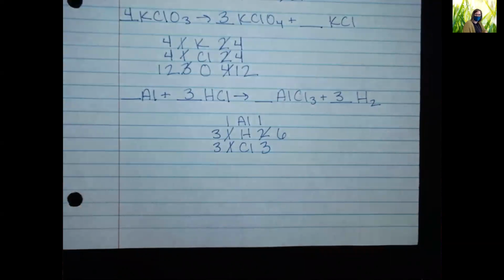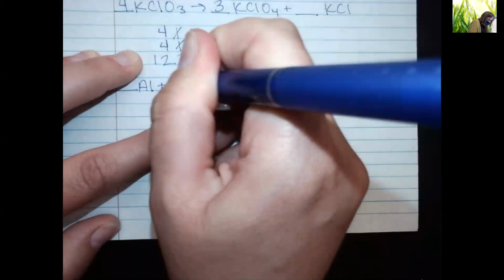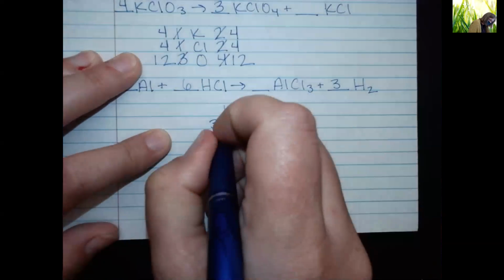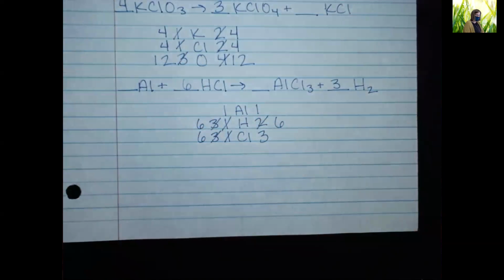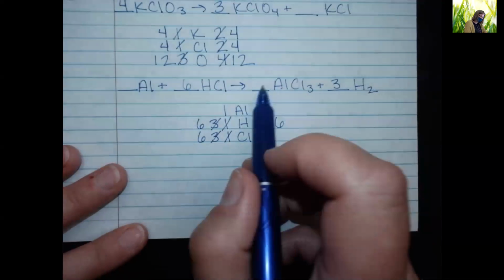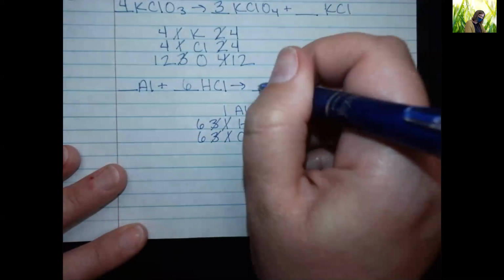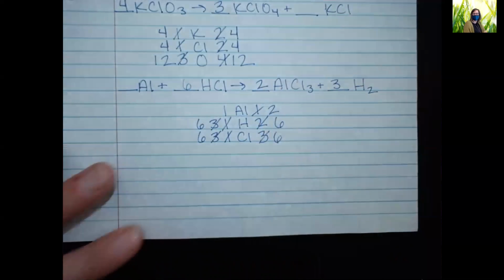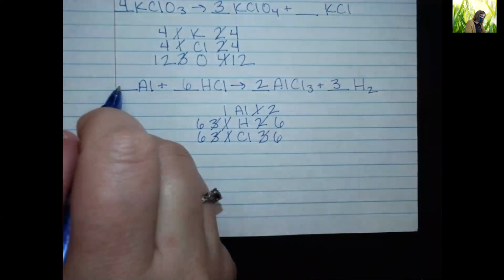So now we could go back over here. What number do we need to put here? That's why you need to have a pencil. We can change that 3 to whatever number we need it to be, and we're going to try a 6. And now we have to balance our chlorine. So what number do we need to put here to make 6 chlorines on that side? A 2. And that affects aluminum and chlorine. And then we put what here? A 2.